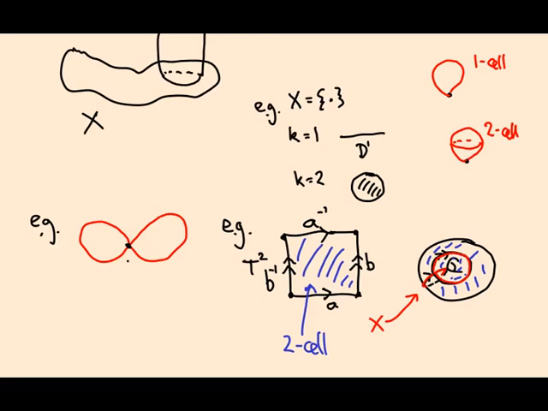So you can see many of our favourite spaces are built up from the simplest spaces, like points, by attaching cells iteratively of higher and higher dimension. That's what a cell complex is.